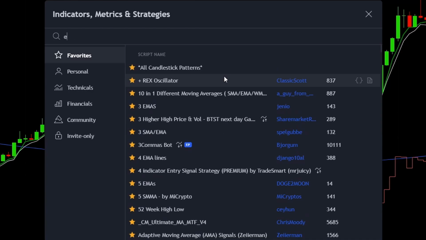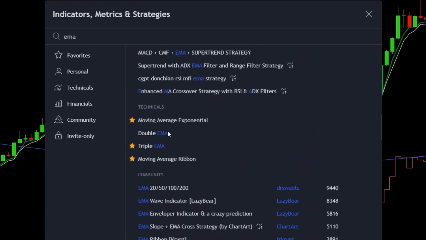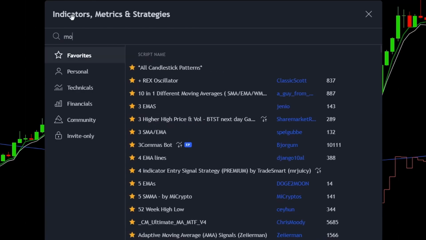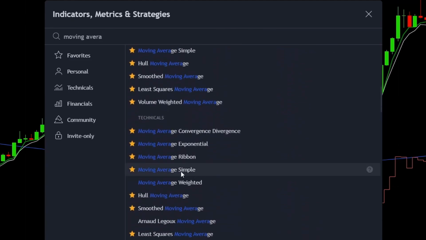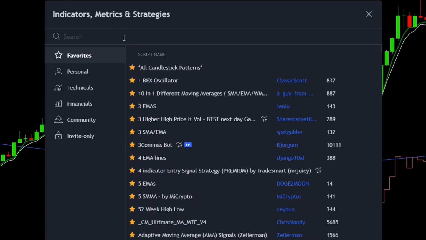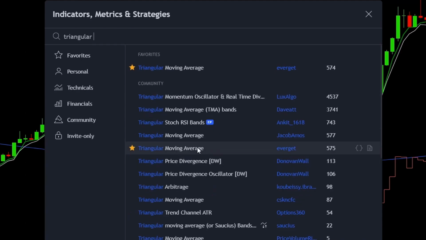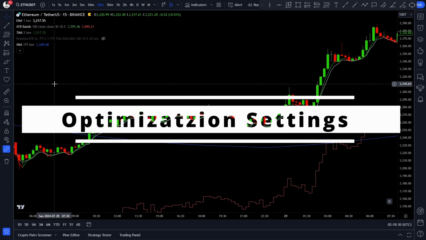Next, type in EMA or exponential moving average and add this one to your chart. Then moving average simple. Add this one. And finally, the triangular moving average. Add this one to your chart. Okay, with that you have all of the indicators needed on the chart, but as I said, I optimized the strategy, so let's go over those optimization settings.